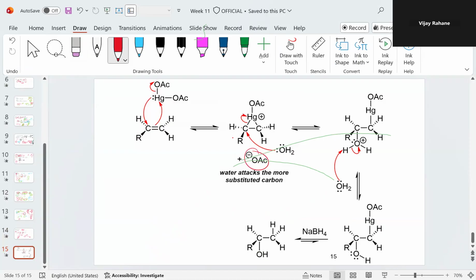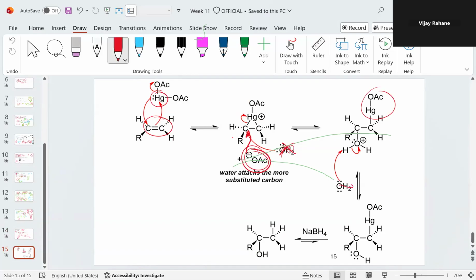So the olefin reacts with the Hg center like this. We don't have water now, so we have only acetate. So this attacks on this double bond. So the first step goes like this.